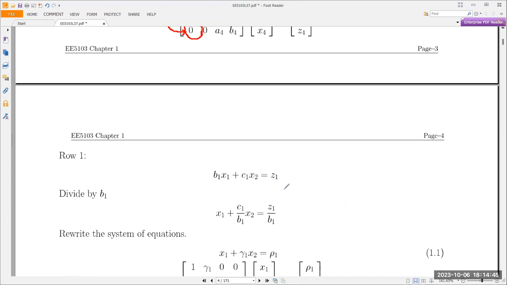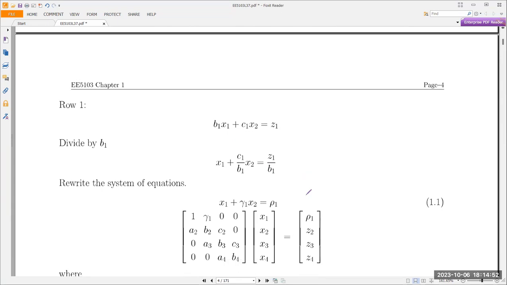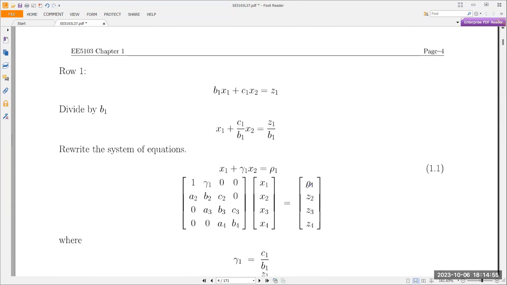Now, you divide the equation by B1, so x1 becomes x1, and the other terms are divided likewise. Then we call this gamma 1, and we call this rho 1. We do that, then this equation becomes this equation. Then we write it back in the first row. The second, third and fourth rows we haven't touched. This is secondary school, nothing done, no sophisticated maths.